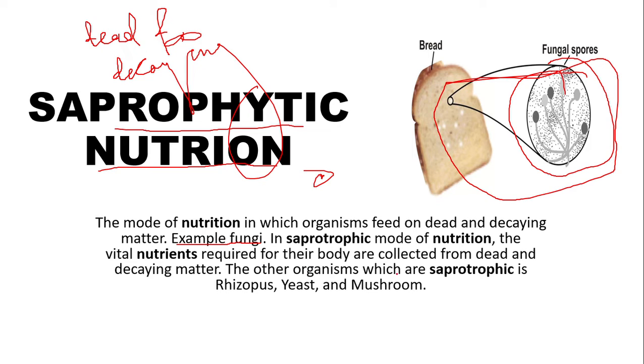The other organisms which are saprophytic are rhizopus, bacteria, yeast, and mushroom. Mushroom is a very common example. In the rainy season, we can see many mushrooms. They grow on dead and decaying matter because they get their food from it.